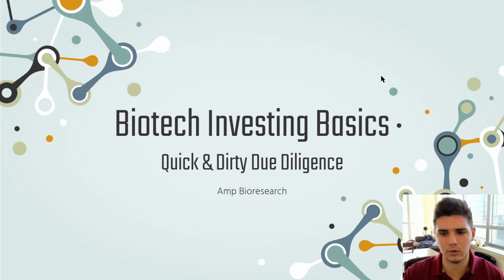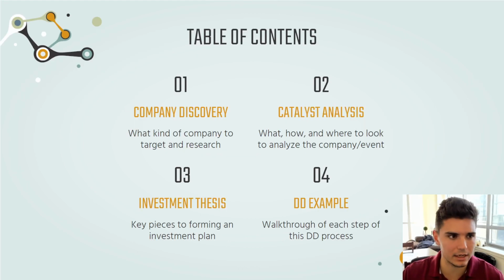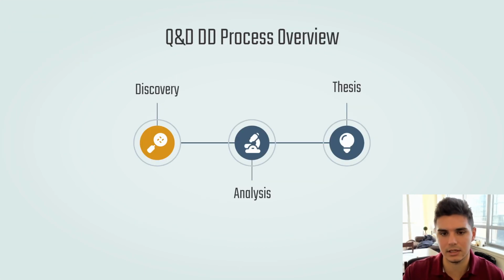In this one, we're going to be going over quick and dirty due diligence. So let's jump right into the table of contents to see what we're going to be going over. We're going to be going through company discovery, so what kind of companies to target, where to find them. Catalyst analysis, so how to actually analyze the catalyst and where to find that data and what to look for. Then finally, an investment thesis, so putting it all together into an actionable plan, and throughout the slides we're going to be going through an example as well. So let's get started with discovery.